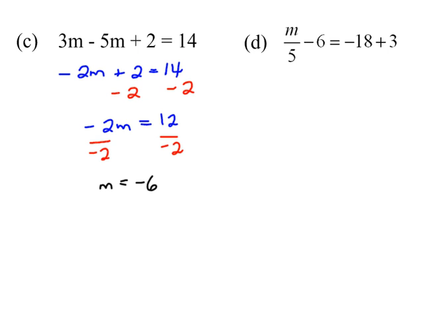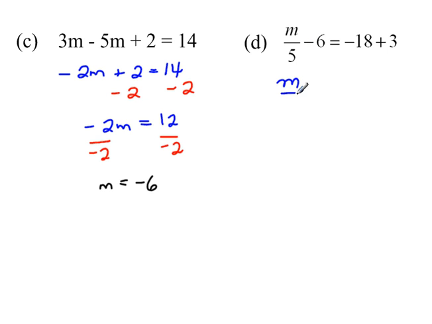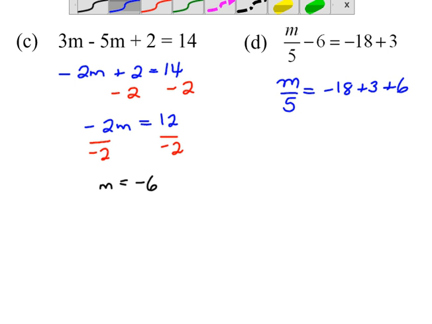And for letter D, again, I'll show you a different way of showing the work. So my first step, again, is to think about getting rid of subtracting 6. I do that by adding 6. But I know if I add 6 to that side, I'm just going to get 0. So I'm just going to write it as m divided by 5 equals, because -6 plus 6 is 0. And on the right-hand side, I'm going to write -18 plus 3 plus 6. So again, just a slightly different way of showing work. You have to decide which way you prefer.